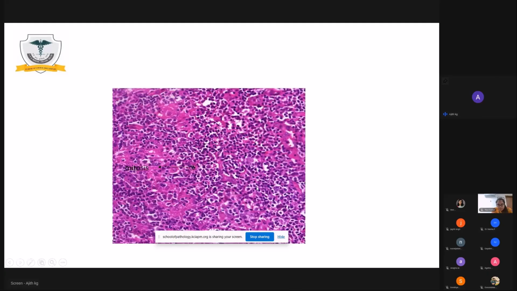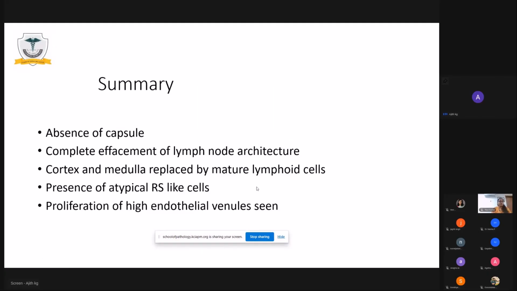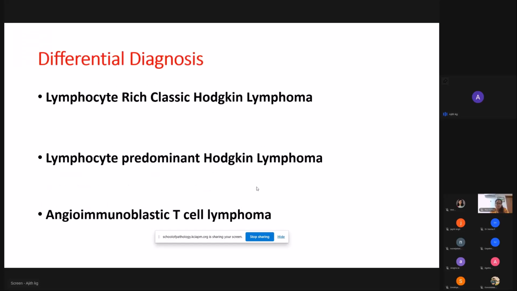Based on these pictures or these sections, we came to a summary of absence of capsule and complete effacement of lymph node architecture. The cortex and medulla are replaced by mature lymphoid cells, that is small lymphocytes, and there are occasional scattered atypical Reed-Sternberg like cells, and you can see a proliferation of high endothelial venules seen in the pictures. With this, we came to the differential diagnosis of lymphocyte-rich classical Hodgkin's lymphoma, nodular lymphocyte-predominant Hodgkin's lymphoma and angioimmunoblastic T-cell lymphoma.